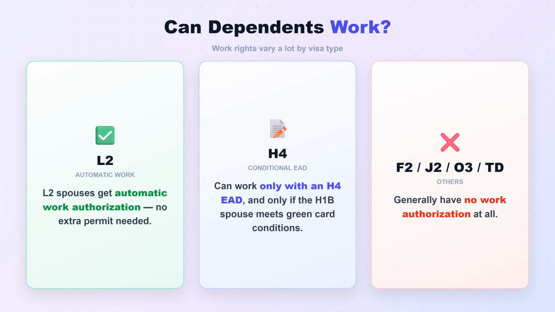But can these dependents work? The rules vary a lot. The L-2 spouse is the best case. They get automatic work authorization, no extra permit needed. The H-4 spouse can work only with an H-4 EAD, and only if the H-1B spouse meets certain green card conditions. And the others, F-2, J-2, O-3, and T-D, generally have no work authorization at all. So if a working spouse matters to you, the L-1 and L-2 combination is very attractive.